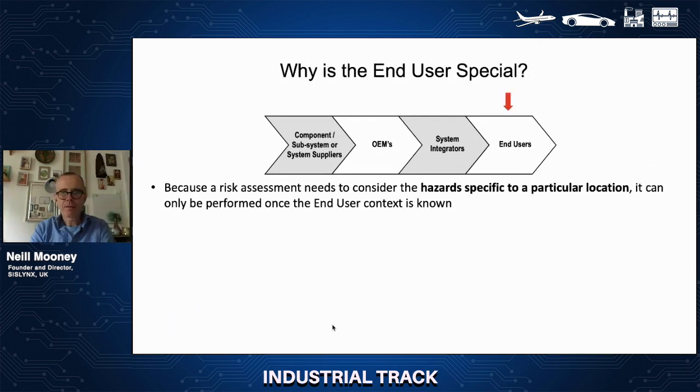So why is the end user position of the supply chain special? The end user is different because a risk assessment needs to consider the hazards that are specific to a particular location. And therefore, it can only be performed once the end user context is known. So, for example, you could look at a process plant that has a number of hazards that have been identified. The hazardous event sequences have also been identified, and the frequency of occurrences have been calculated for specific event realizations.